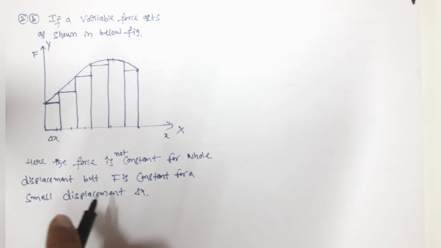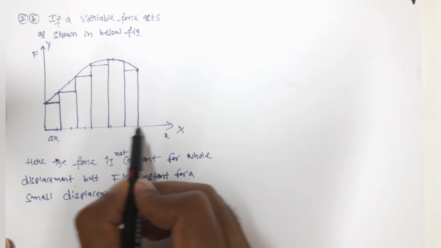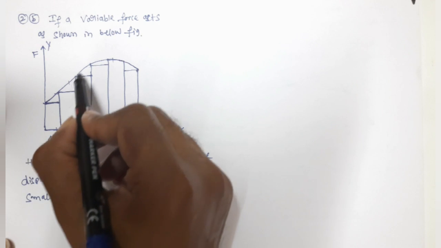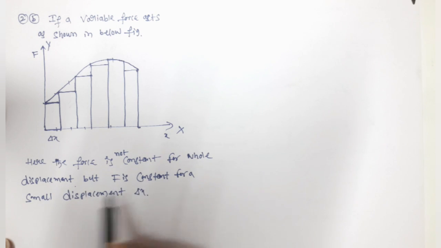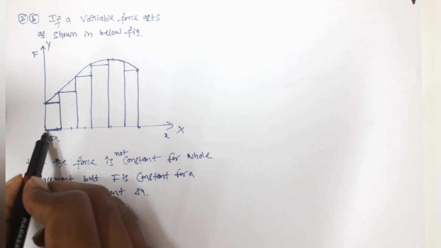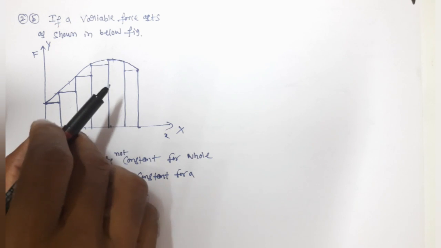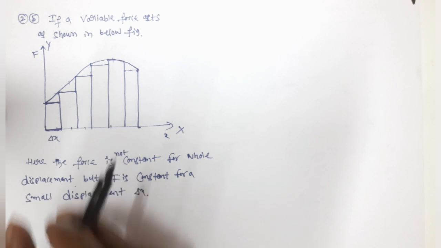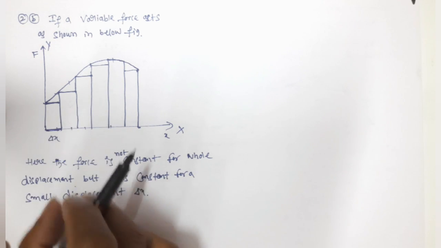Yes, here the force is not constant for the whole displacement. So displacement is from here to here, right? Force is increasing and again it is decreasing. So we can say the force is not constant for the whole displacement, but F is constant for a small displacement delta x. Of course here we are showing a large delta x value, but if we decrease this delta x value, for small displacement F is constant. So when F is constant for small displacement, we can calculate work done for that small displacement.